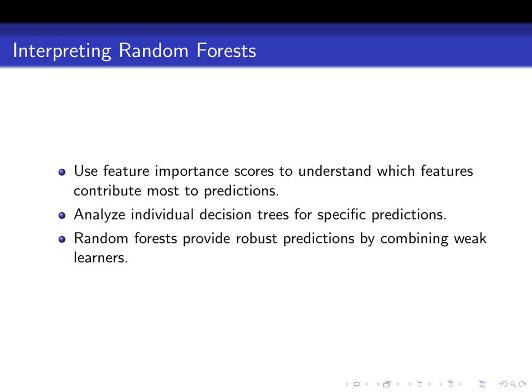Interpreting random forests involves analyzing feature importance scores, which indicate the relative contribution of each feature to the predictions. Individual decision trees can also be analyzed for specific predictions. Random forests provide robust and reliable results by combining multiple weak learners.